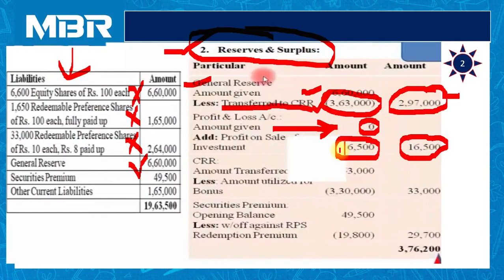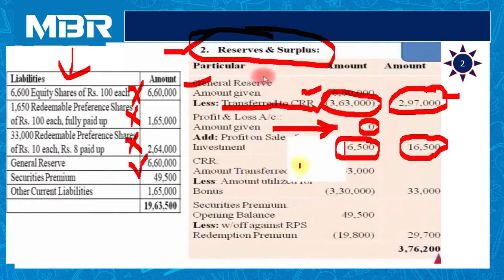Suppose we have an opening balance, then we have to add or subtract in the given opening balance. But here information regarding opening balance is not given to us, so we have to follow the information provided to us accordingly.